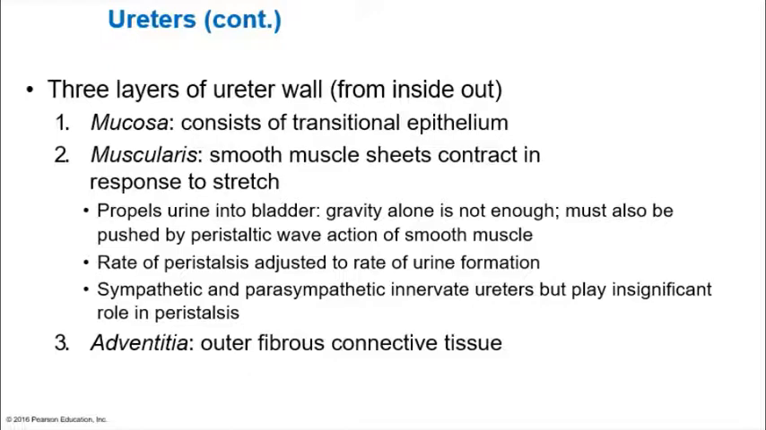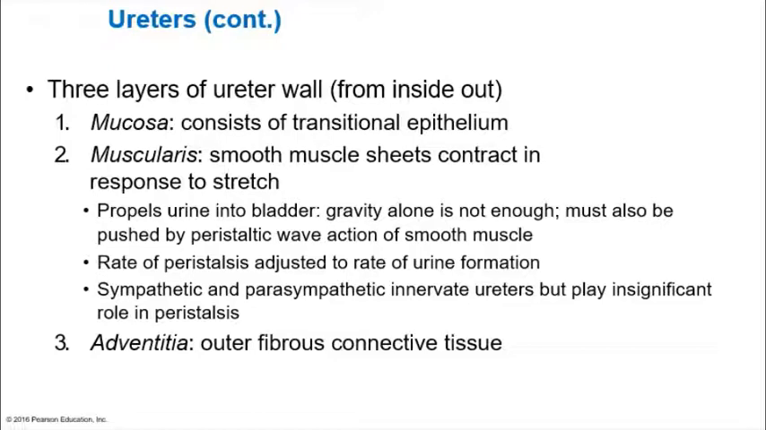I want you to know the 3 layers of the ureter from innermost layer to outermost. It's very similar to the layers of things like your intestines or a blood vessel. The innermost layer of your ureter is called the mucosa, very similar to the innermost layer of intestines. And like your intestines, it's going to be epithelial tissue here.